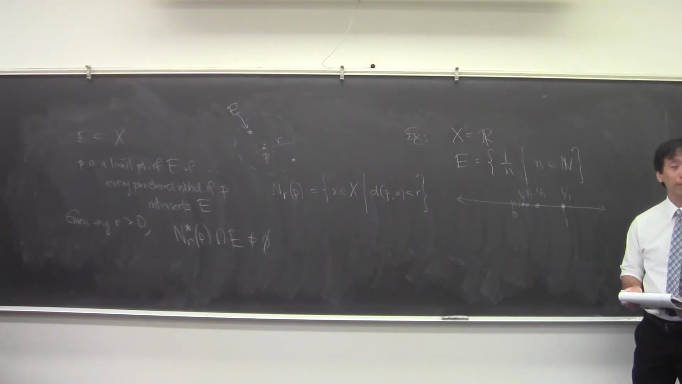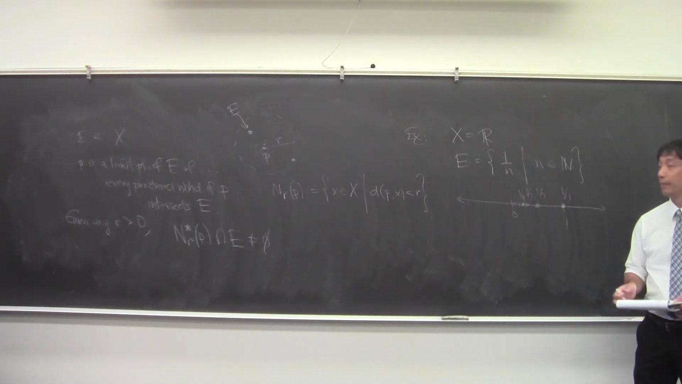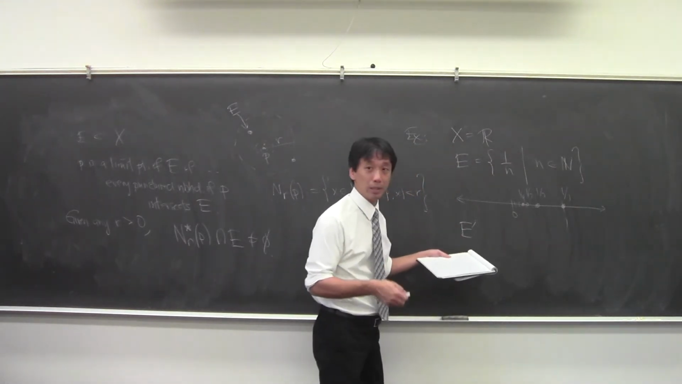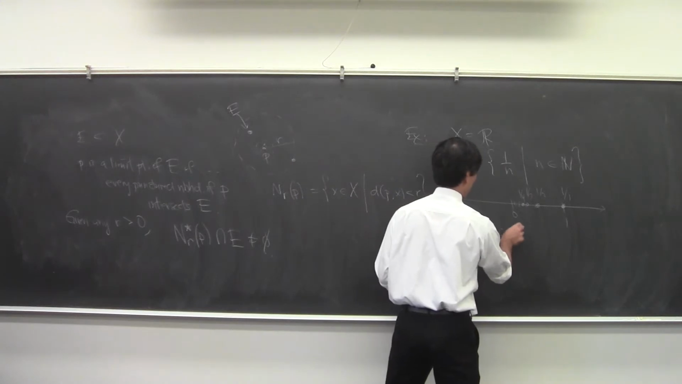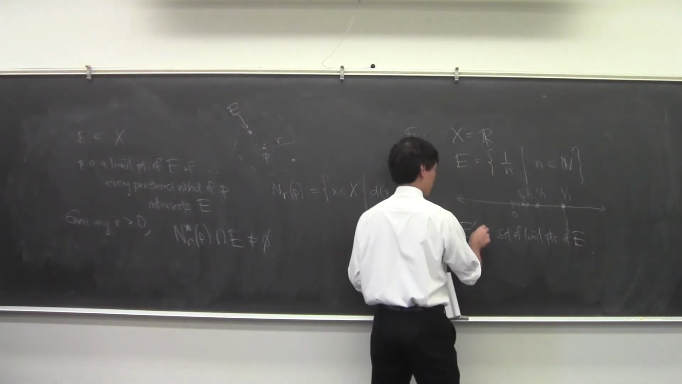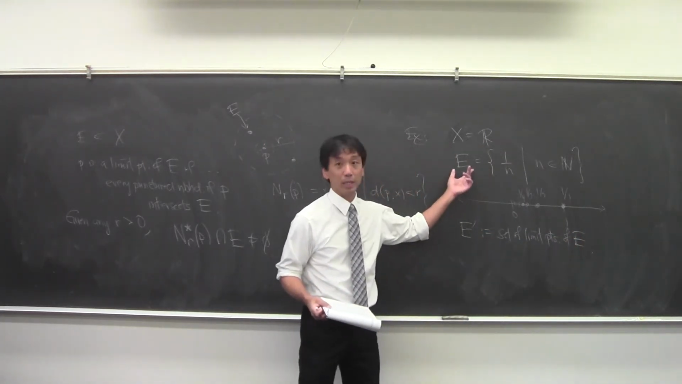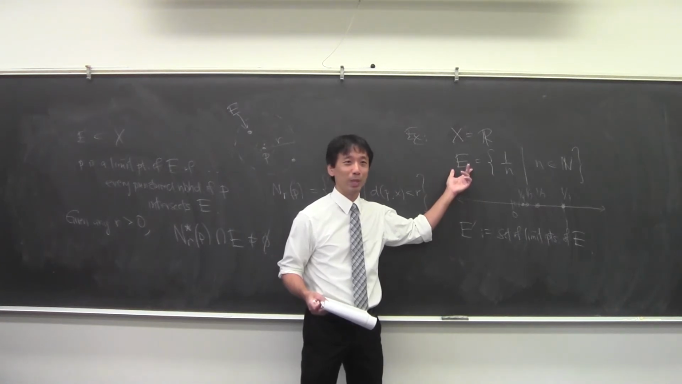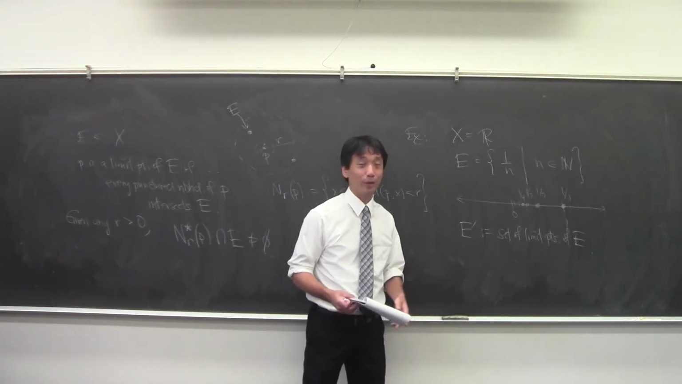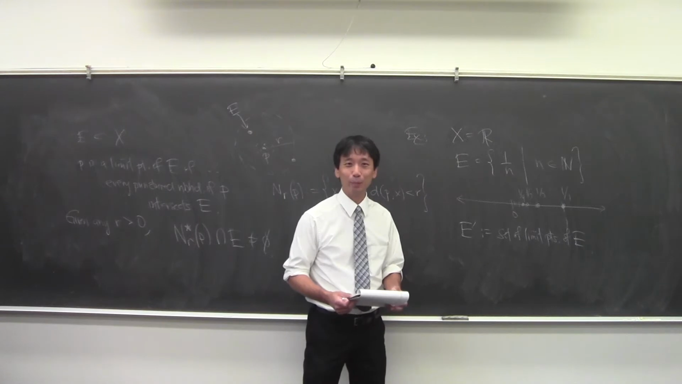Where are the limit points of E? What are the limit points of E? So you've probably seen this notation, E prime, the set of limit points. What's E prime in this case? Zero. What's E prime? Don't blurt it out. What's E prime in this case? Turn to your neighbor and talk to him for 20 seconds, have an abbreviated conversation.